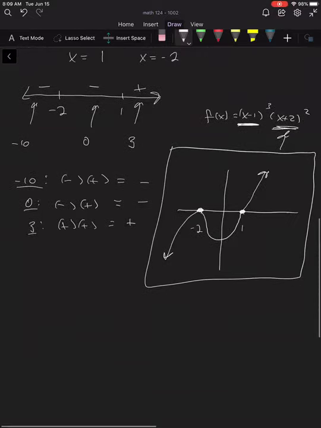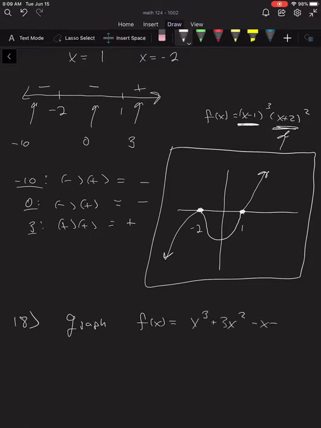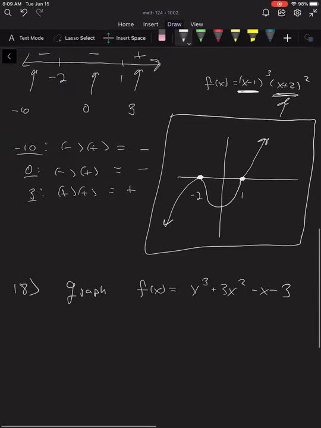You can also do 18. So let's graph f of x is equal to x cubed plus 3x squared minus x minus 3. For this one, we still want to start by finding our zeros. It's always the first step when we're graphing these.